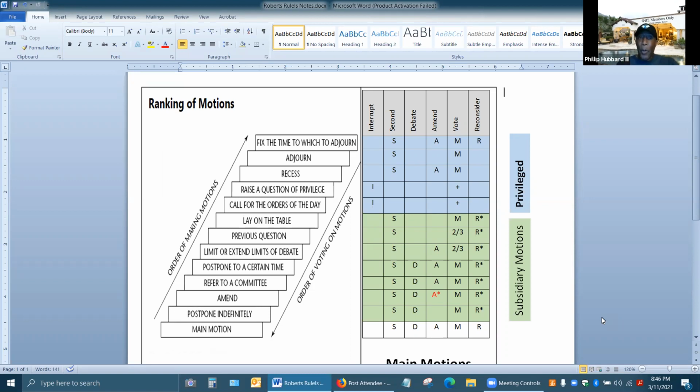Now we look at postpone to a certain time. It has a little bit more weight to it because now we're saying that we're making a motion to postpone this particular motion until after lunch. Okay, so now it's set aside and it's postponed until after lunch, or we're going to postpone this information until it comes back from committee.